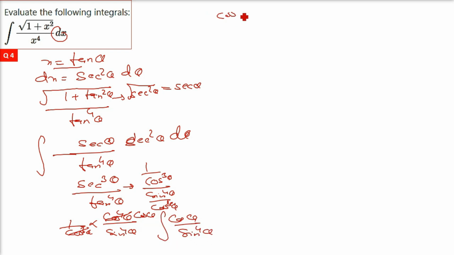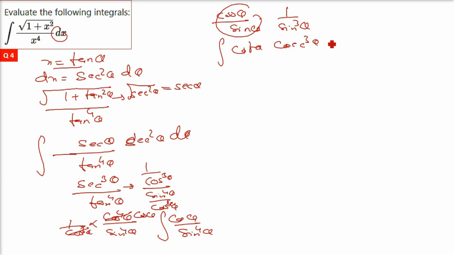This is cos theta divided by sin theta. We can take 1 of it, and the rest, sin cube theta, we can separate out. Cos theta by sin theta is cot theta. 1 by sin cube theta, this sin cube theta will go up. It will be cosec cube theta. So this whole integration has to be done.